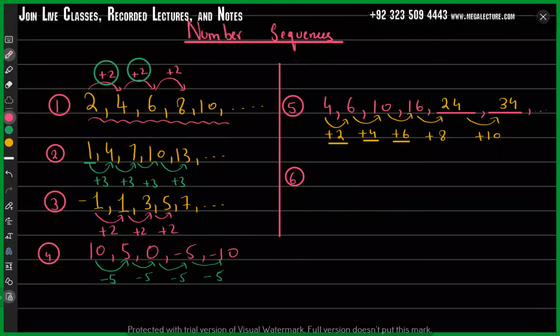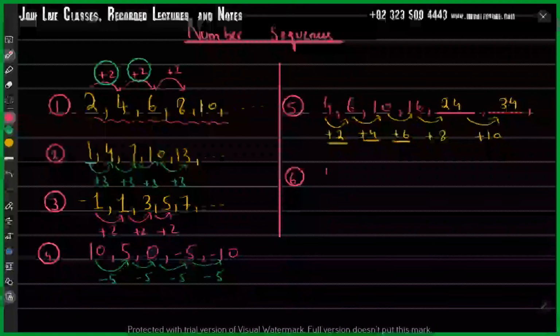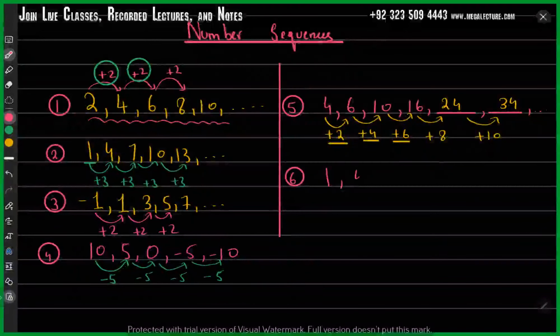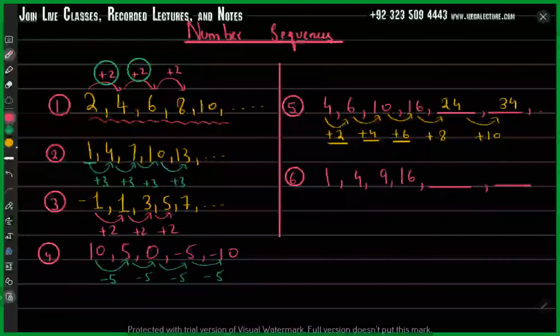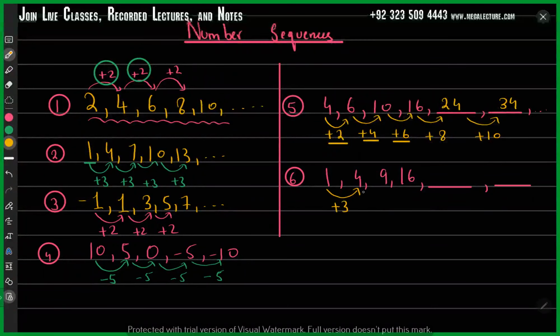Okay, so let's say I have 1, 4, 9, 16, and you tell me what the next number will be. First of all, I've added 3 to get 4. Then I've added 5. Then from 9 to 16, I've added 7.